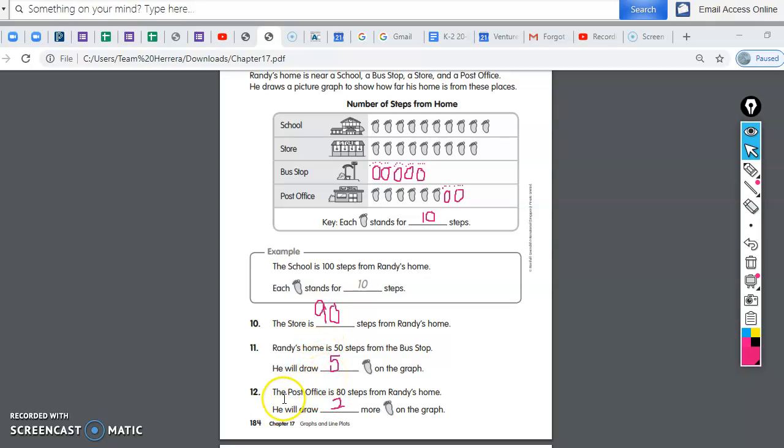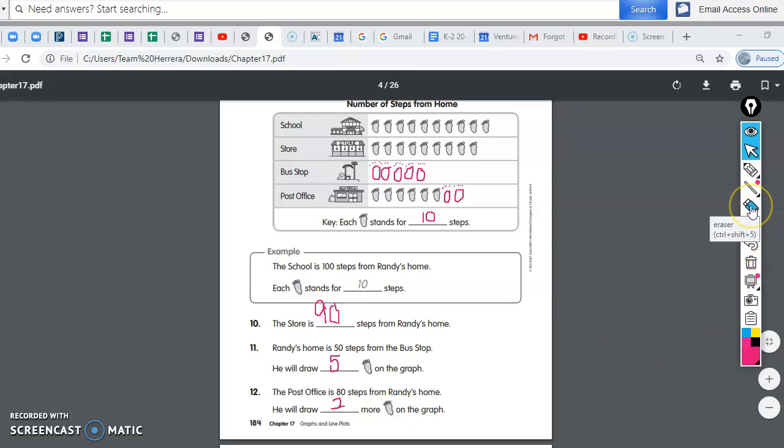And then the next one is number 12. The post office is 80 steps from Randy's home. He will draw blank more on the graph. So I'm going to skip count by tens, 10, 20, 30, 40, 50, 60, but I needed to get to 80, so I drew one more, 70, another 80. So I drew 2 more on the graph. Okay, so hopefully you did okay with that, practicing on your own.